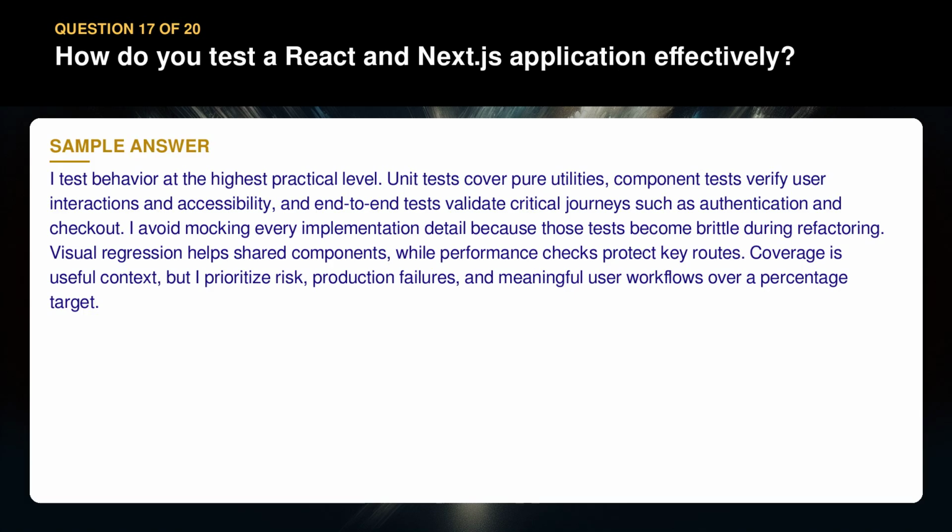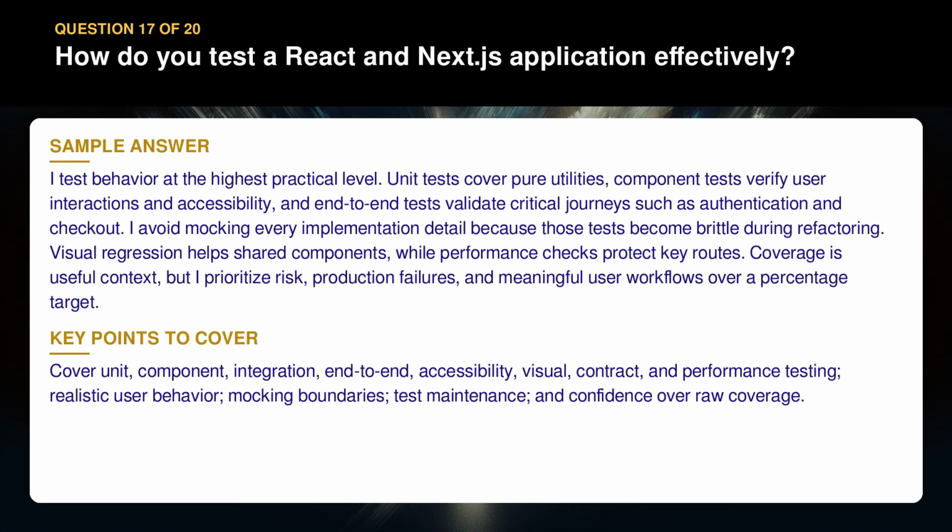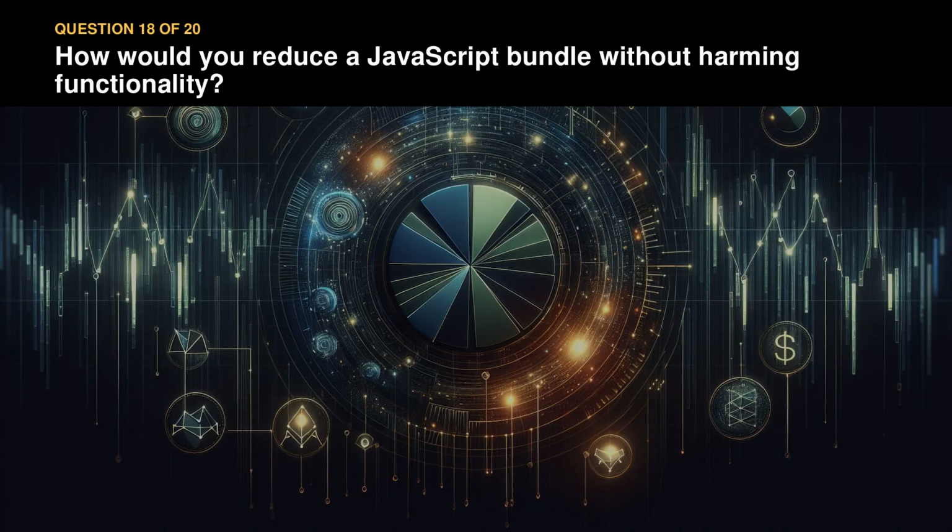I avoid mocking every implementation detail because those tests become brittle during refactoring. Visual regression helps shared components, while performance checks protect key routes. Coverage is useful context, but I prioritize risk, production failures, and meaningful user workflows over a percentage target. Cover unit, component, integration, end-to-end, accessibility, visual, contract, and performance testing, realistic user behavior, mocking boundaries, test maintenance, and confidence over raw coverage.